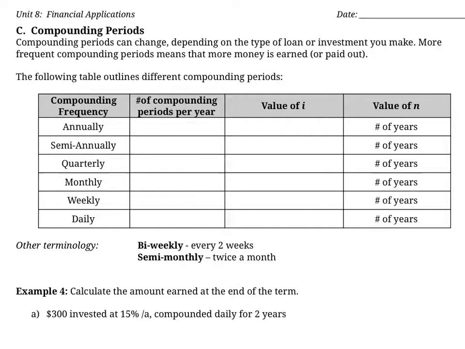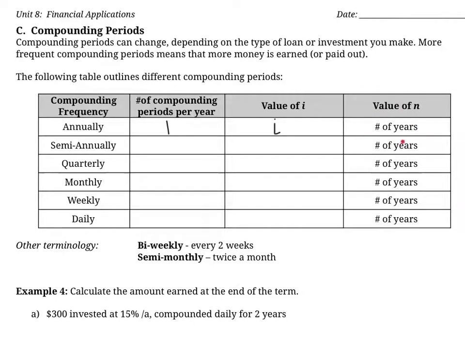So let's take a look at these words, annually, semi-annually, etc., and what they mean for the number of compounding periods per year. So how many times interest is going to be calculated or charged per year, what it's going to do to our interest rate, and what it's going to do to our N. Annually means that there's one compounding period per year. So interest is going to be charged one time, which means our I value is going to stay exactly what it is, and our N value is just going to be the total number of years that we have this invested.